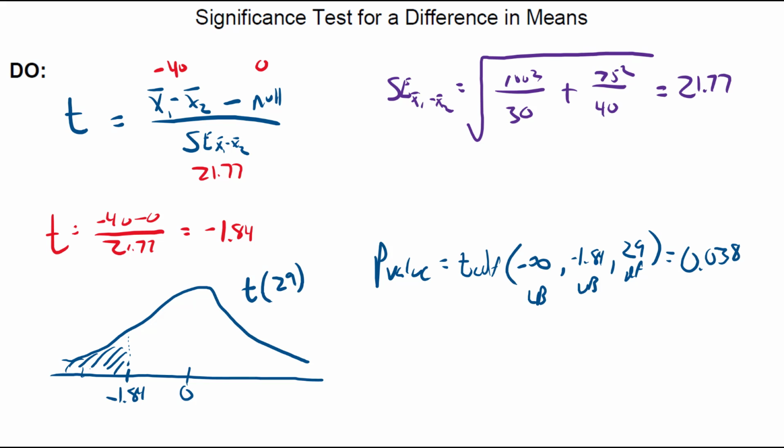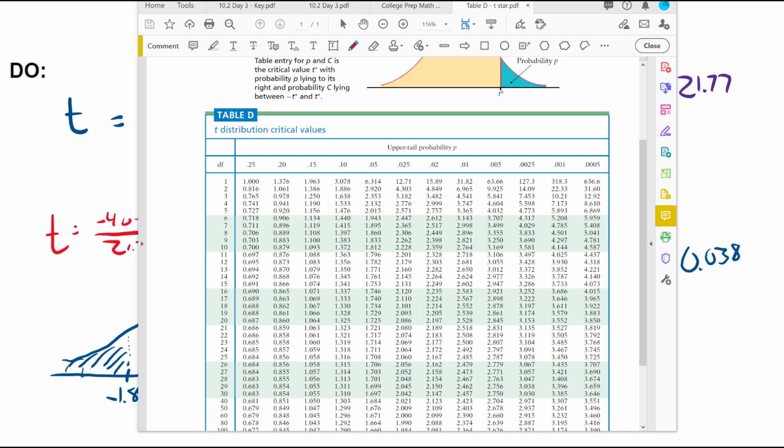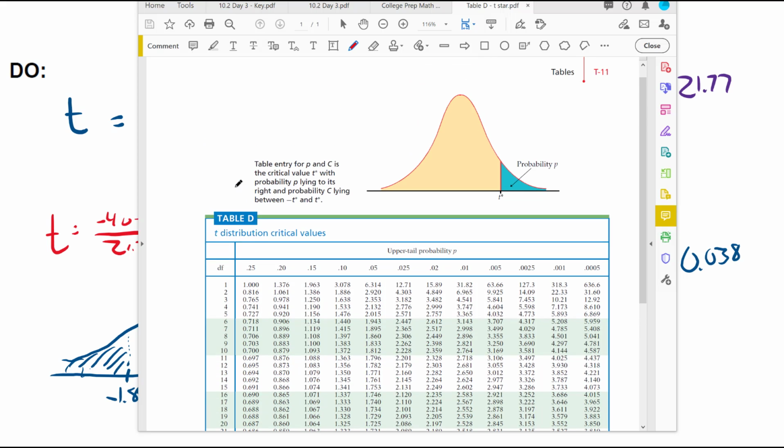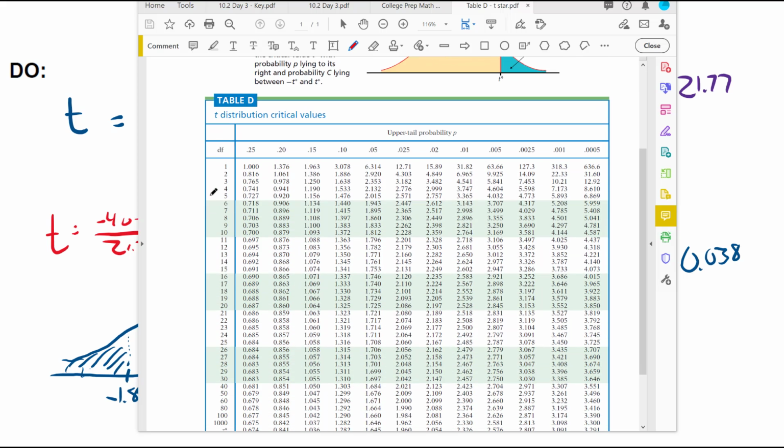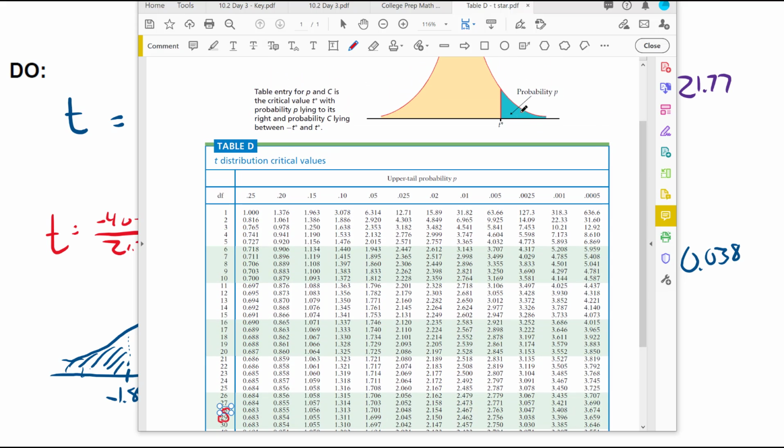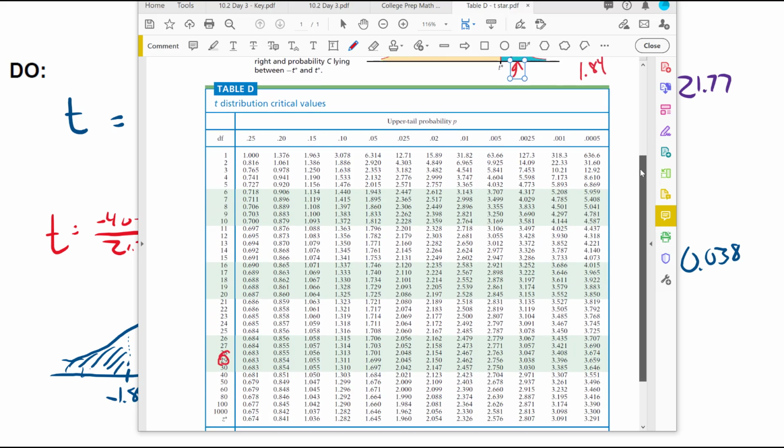Okay. Now let's also look at the table to figure that out. I'm looking at Table D that I've listed in your notes here. We know that we've got degrees of freedom of 29, so we're going to look right here at 29. And we're going to come across here and see what our t-star value looks like. We had negative 1.84, but we're going to use positive 1.84 because we're looking at the upper tail.